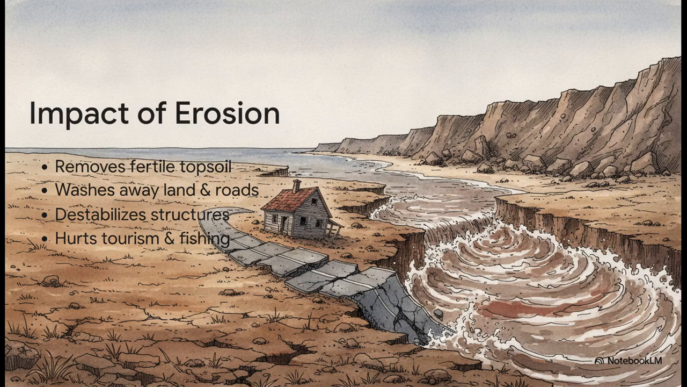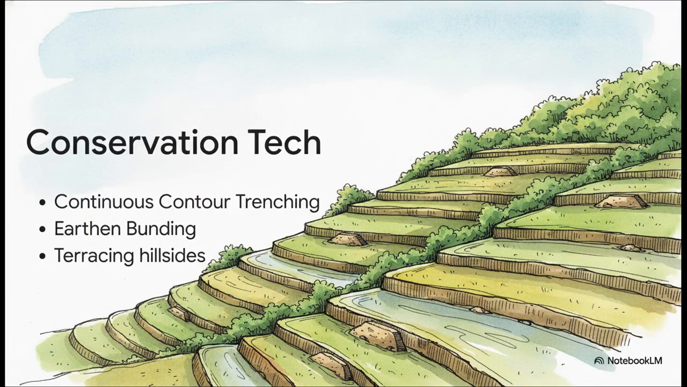Heavy river and coastal erosion literally washes away land, homes, and critical roads. It destabilizes the ground beneath construction sites and mines, massively increasing safety risks. And it even hurts local economies by damaging the pristine beaches and rivers that tourism and fishing industries rely heavily on. But hey, we aren't helpless observers in all this.